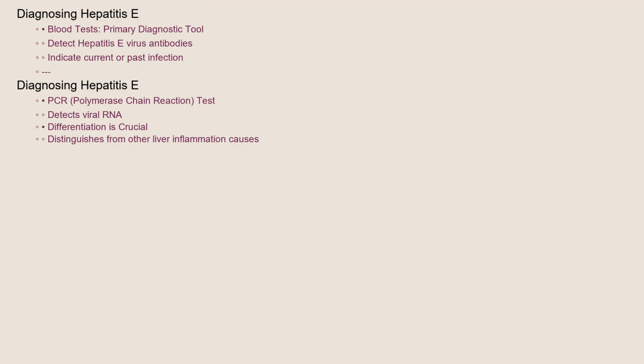Diagnosing hepatitis E typically involves blood tests. These tests look for specific antibodies against the hepatitis E virus, indicating a current or past infection. Another test used is a PCR, or polymerase chain reaction test, which detects the viral RNA itself. These tests are crucial to differentiate hepatitis E from other causes of liver inflammation.